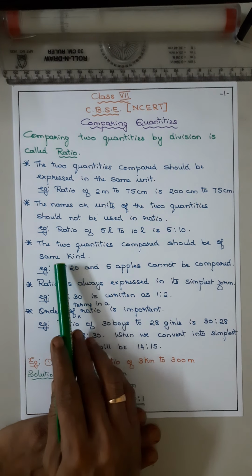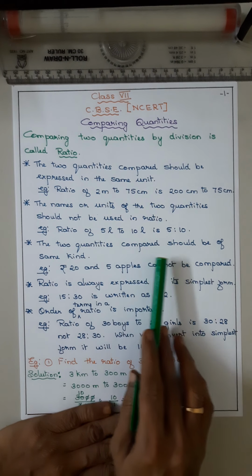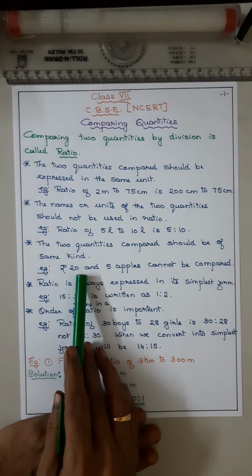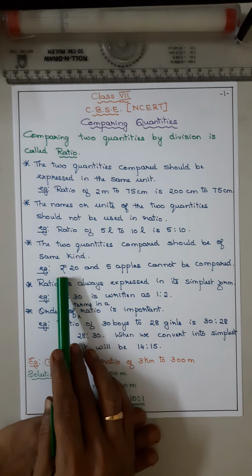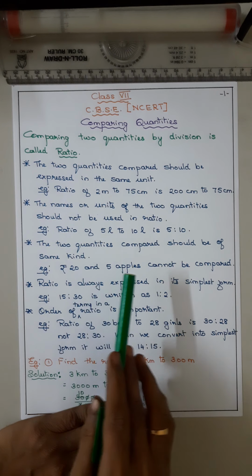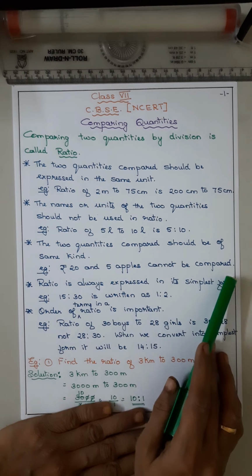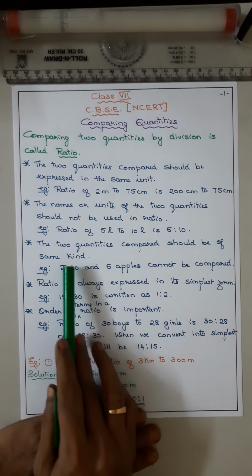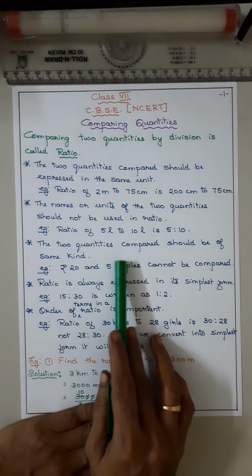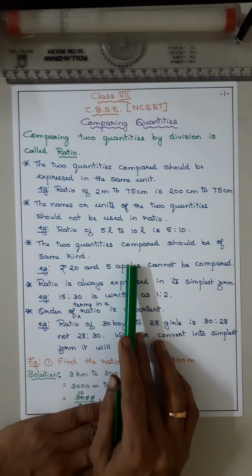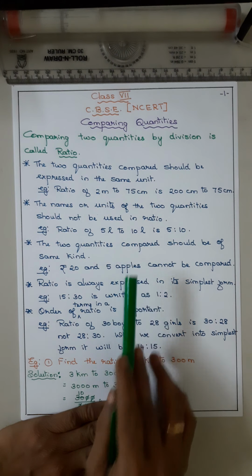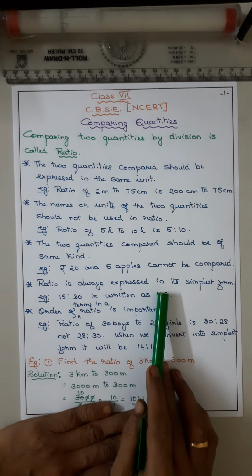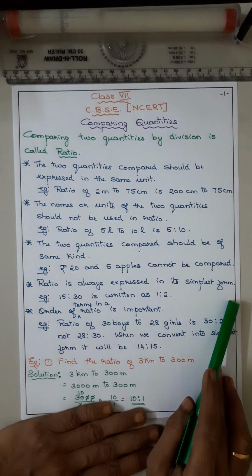Now the third point is the two quantities compared should be of the same kind. So rupees 20 and 5 apples cannot be compared. One term is in units, the rupees, and the other term is in numbers. They cannot be compared. Now, a ratio is always expressed in its simplest form.